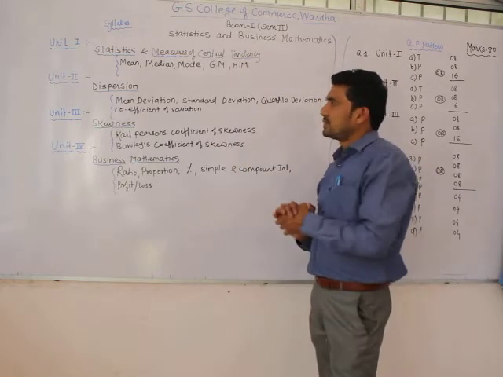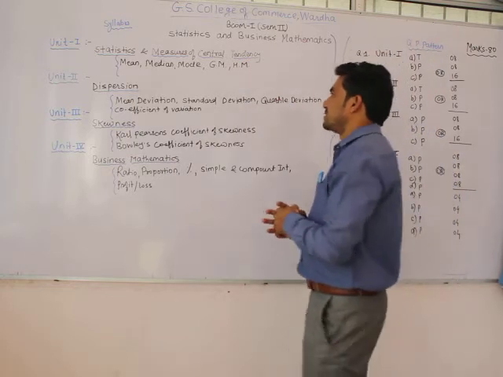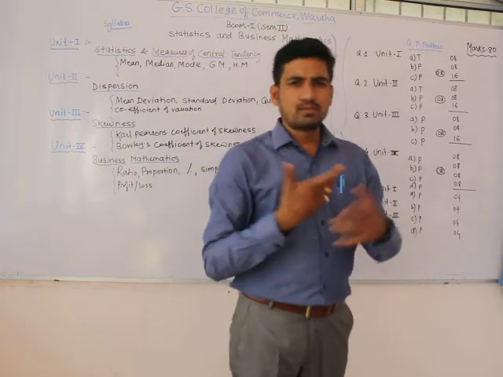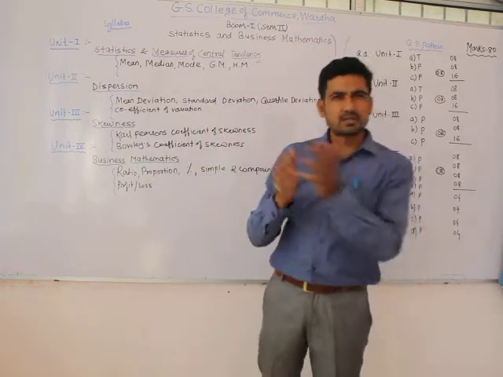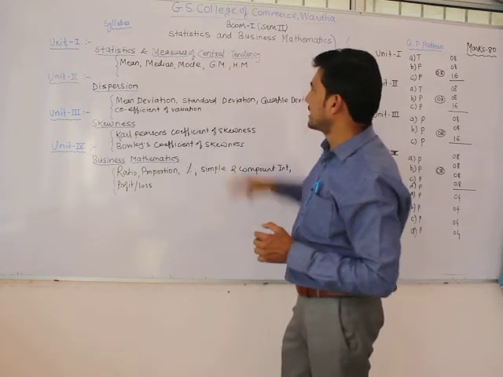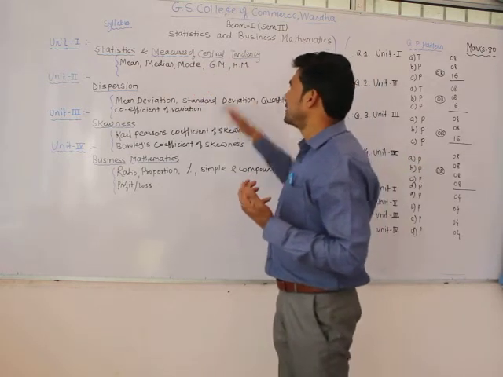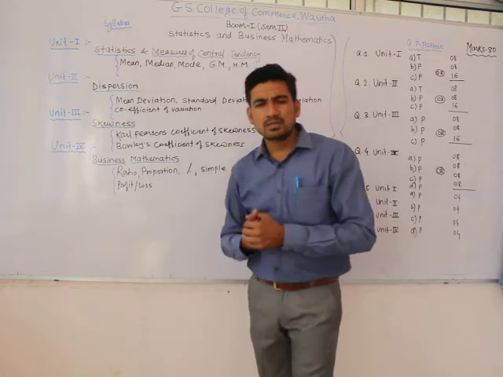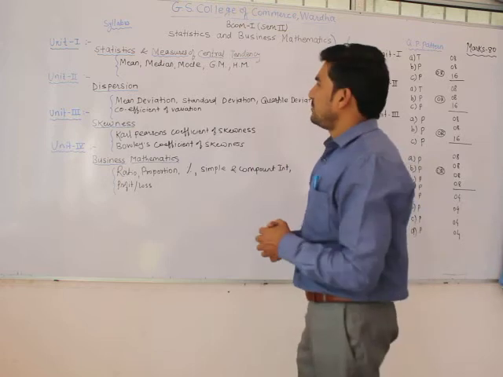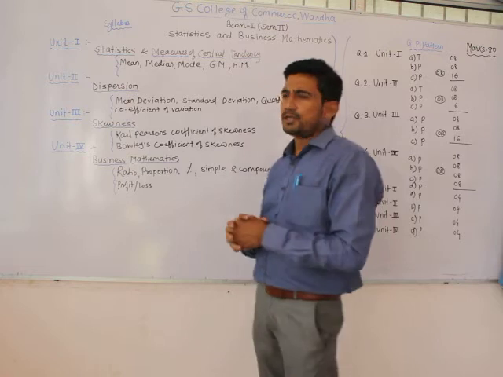In the first unit, the title is Statistics and Measures of Central Tendency. This topic has some theory, but as we give much importance to numericals, we jump straight to the numericals. There we see the measures of central tendency: mean, median, mode, geometric mean and harmonic mean, where we calculate mean, median and mode for different frequency patterns and types.